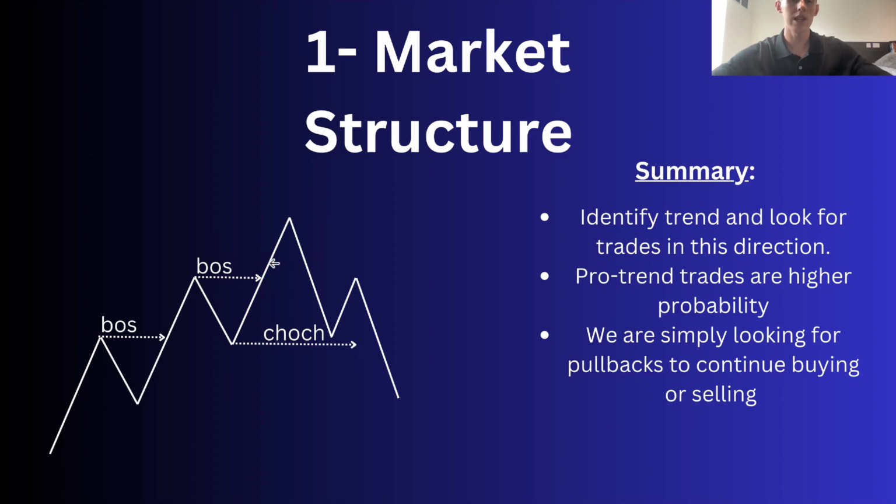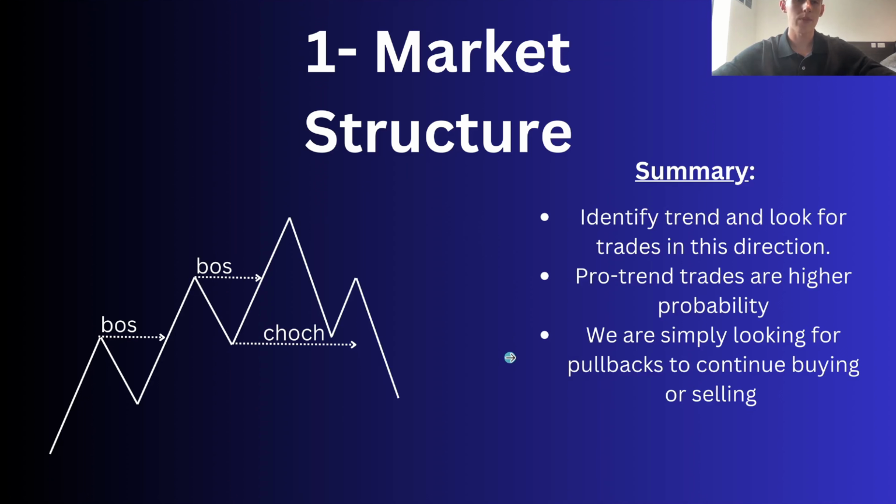The other concept we need to know is what is called a change of character. I've marked it here as CHOC for short. And a CHOC is simply a break of structure in the opposite direction to the trend. And this signals a reversal for us. So if price is in an uptrend as shown here, and then breaks and closes below the most recent low, that would be, for me, a change of the trend. And then we would go from looking for buys to sells. And then obviously vice versa if it goes from a bearish trend to a bullish trend.